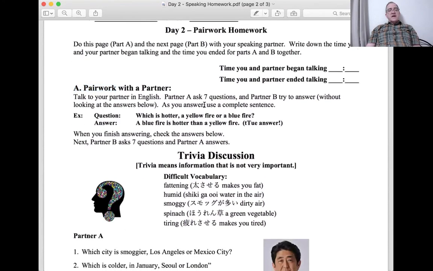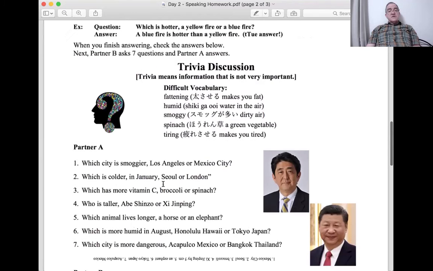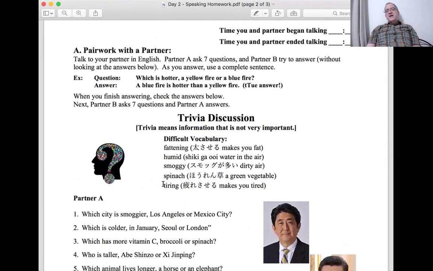Okay, here's part A. Talk to your partner in English. Partner A asks 7 questions, and partner B tries to answer without looking at the answers. Here's questions. Here's the answers. Don't look at the answers. That's cheating, and it's not fun. It's fun when you don't really know the answers. So just try to do it without it. Then you can check the answers when you're finished.